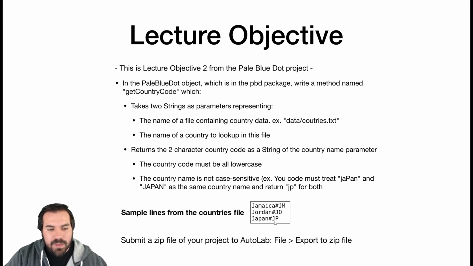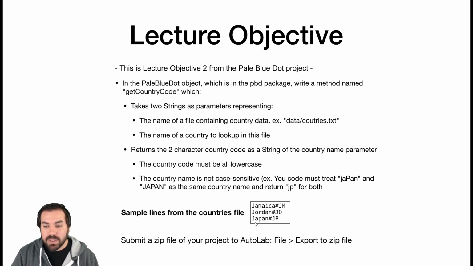Specifically, the country code needs to be returned in lowercase, and the country name needs to be case insensitive. So your code needs to be able to handle any case that the input is given in. So for example, Japan with a capital P or any strange capitalization, mix of uppercase and lowercase letters, as long as the letters exactly match what's in the file, that should be considered a match. So Japan, all caps, Japan with a capital P, these should both be considered equivalent to Japan with just a capital J.